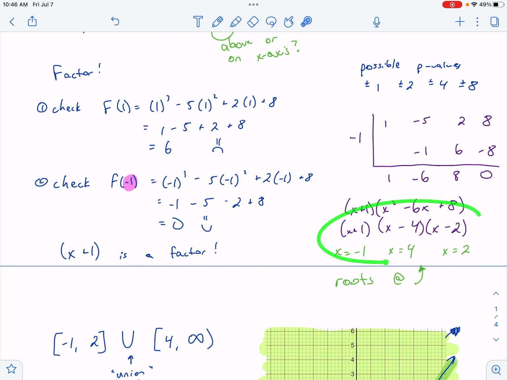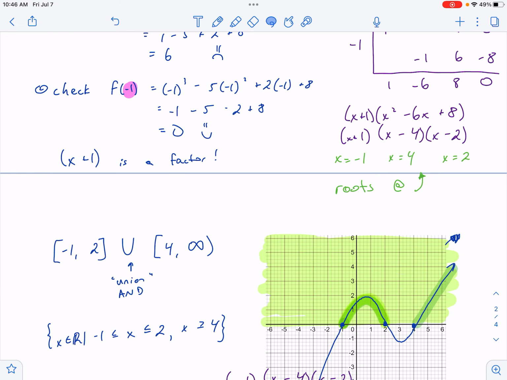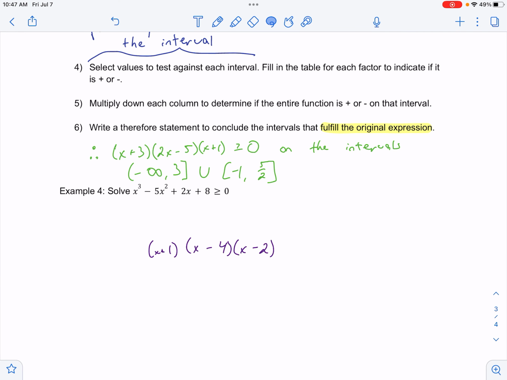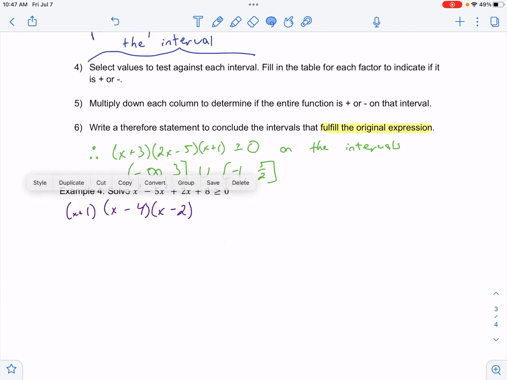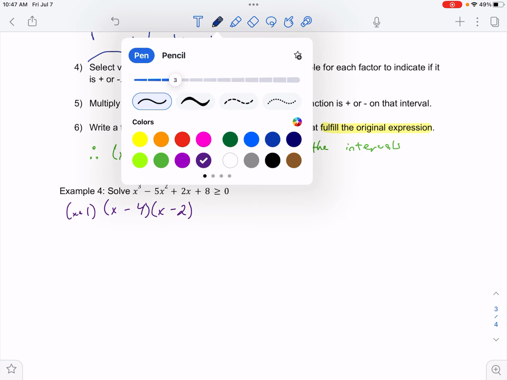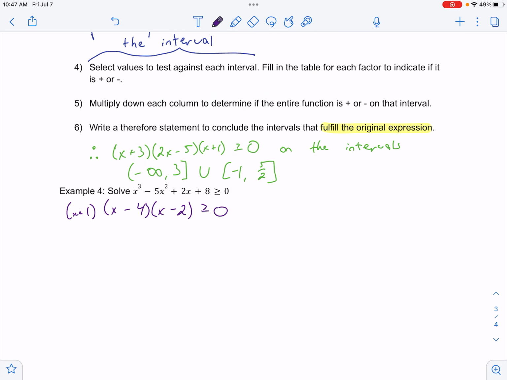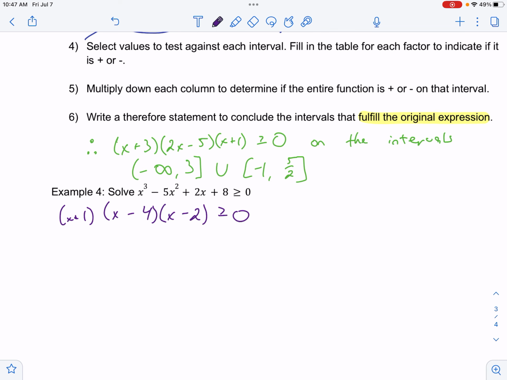This was our factored form. So I'm just going to copy that. I'm going to use this factored form. We're going to duplicate it and bring it on down, because there's no point in double doing the work. Okay, we need to know here where our function is greater than or equal to 0, where it is positive.